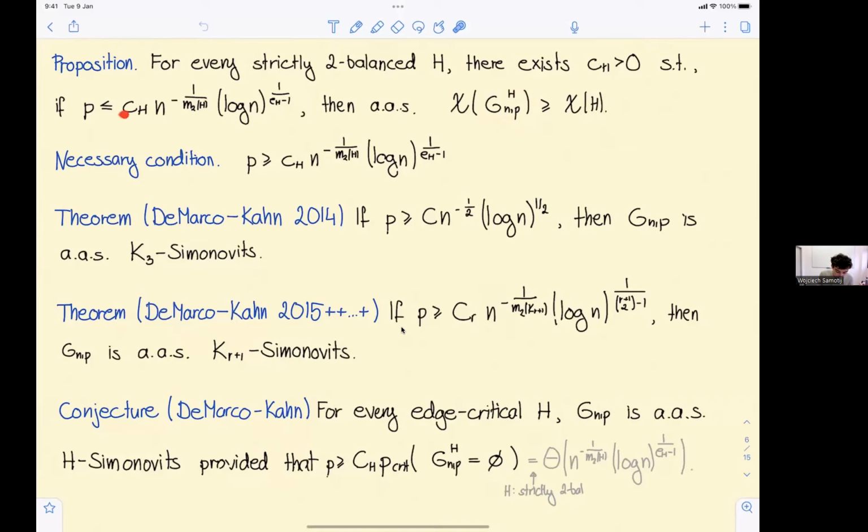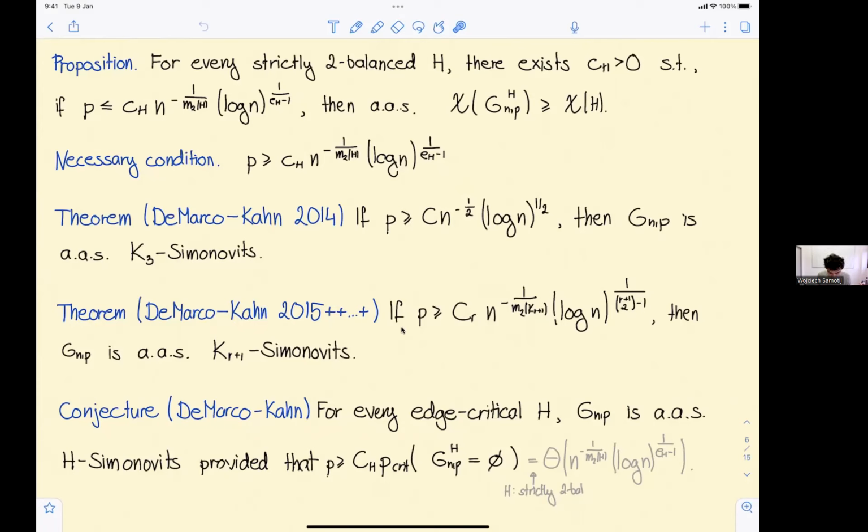Now, this then becomes a necessary condition that we need to assume in order to show that typically the graph will be H-Simonovits. And maybe this would be a natural guess of the threshold for the property that G(n,p) is H-Simonovits. This was shown to be the case first in the case where H is a triangle by DeMarco and Kahn in 2014, who proved that if we replace this little c_H, which was 1 over square root of 2, by some large constant C, then in fact G(n,p) will become typically K3-Simonovits. And maybe without this terminology, explicitly what it says is that at this density, every largest triangle-free subgraph of G(n,p) is bipartite, and we have an exact generalization of Mantel's theorem to the random graph.